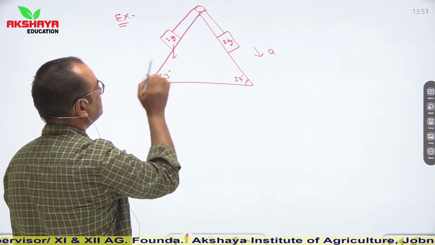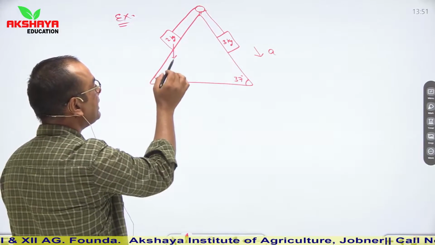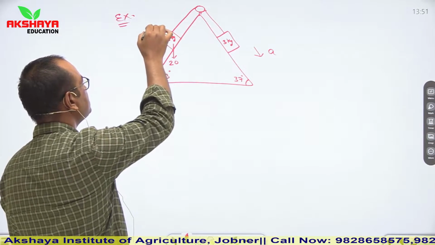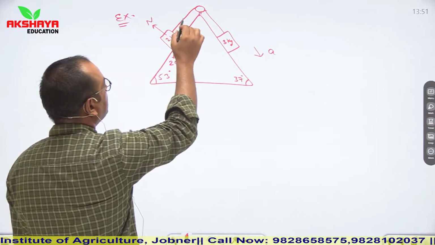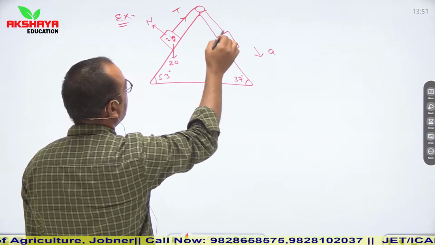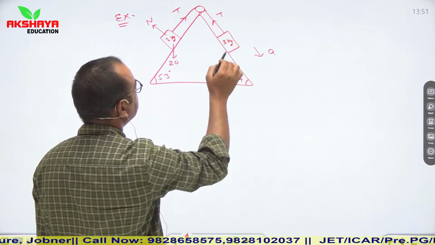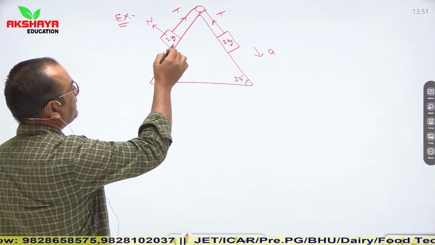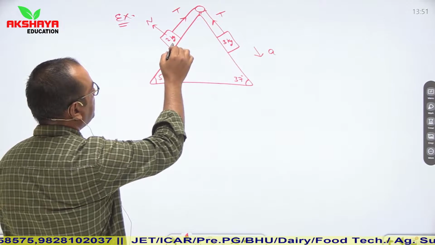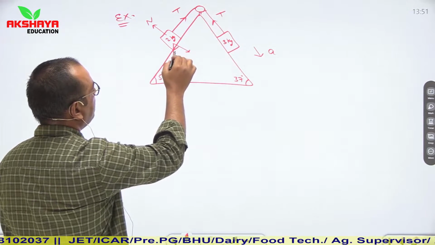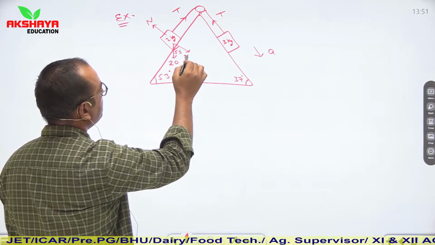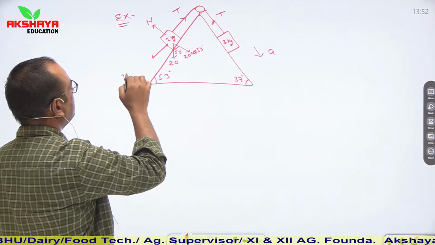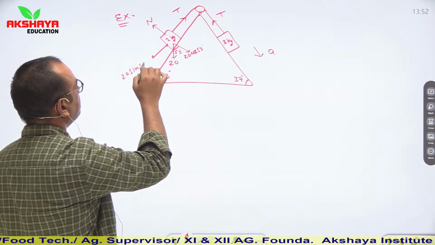So let us say it is weight mg. So m is 2 and g is 10. So it is 20 Newton in the downward direction. This is normal force N. This is tension in the string T. Here again it is tension in the string T. See, let us make its components. This is angle of 53 degree. So it is 20 cos 53 and this is 20 sin 53.